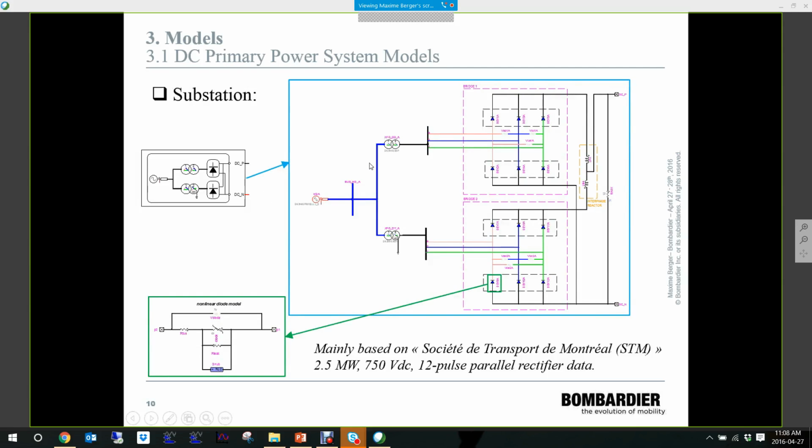So inside the substation, how is it modeled? This model is based on Société de transport de Montréal, STM, 2.5 megawatt, 750 volt DC, 12 pulse parallel rectifier data. What we see is that the two 6 pulse bridges are connected in parallel through an interface reactor, which is here. And each diode, what we see here, is modeled with an equivalent nonlinear VI characteristic.